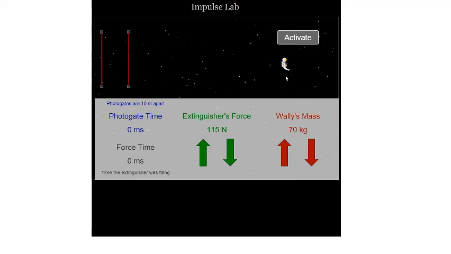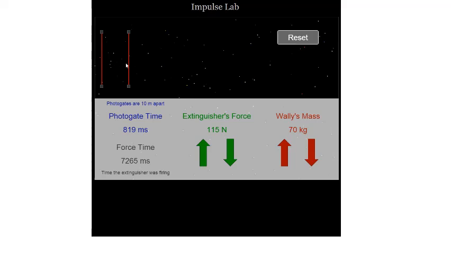And you do that by hitting activate. So there you go. As well as shut off. So notice there's a little timer running. And the important thing is that you can activate his fire extinguisher for as long or as short as you want. The important thing is that you make sure to turn it off before he goes through these photo gates.